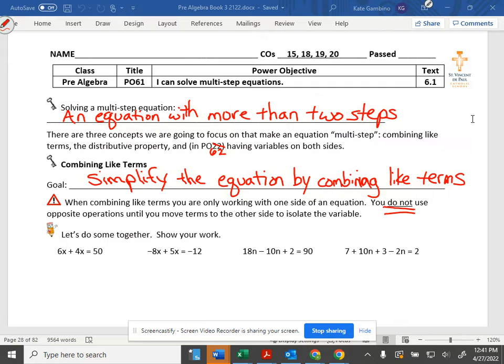It's a common mistake. Mr. Schultz says he sees it all the time. So we really need to pay attention.